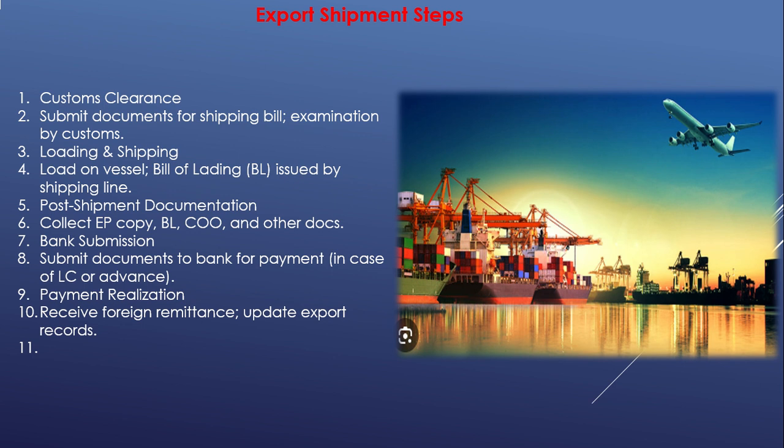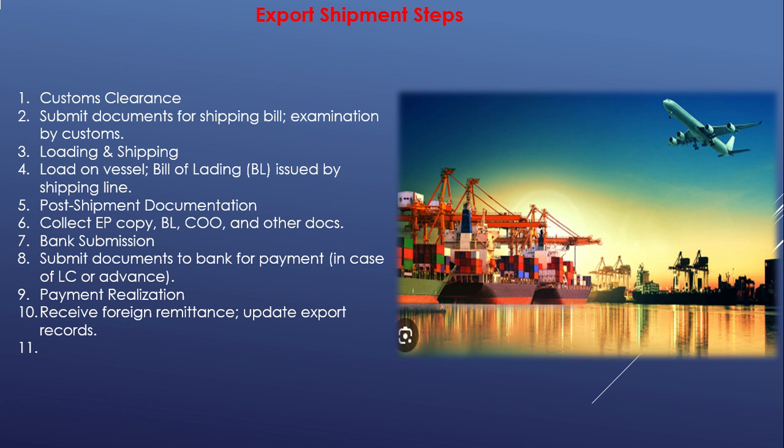After loading on the vessel, the next step is the shipping line. They issue the bill of lading to the exporter. So what is the bill of lading? The bill of lading is a document taking responsibility for the goods, showing that the goods are in the shipping line's custody. The details mentioned in it include exporter name, importer name, port of loading, port of discharge, what cargo the container holds, the container number, and other necessary details. This is issued by the shipping line.